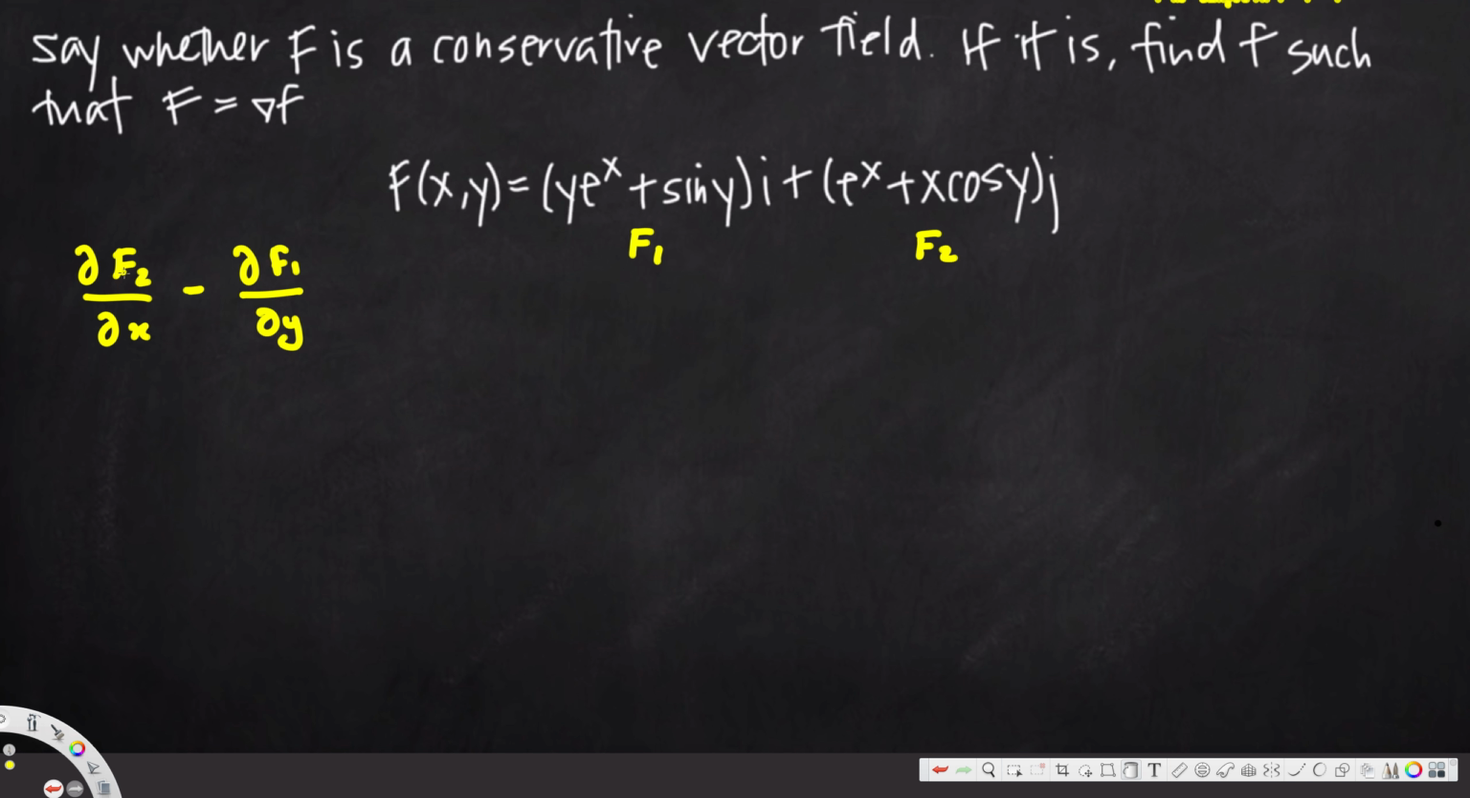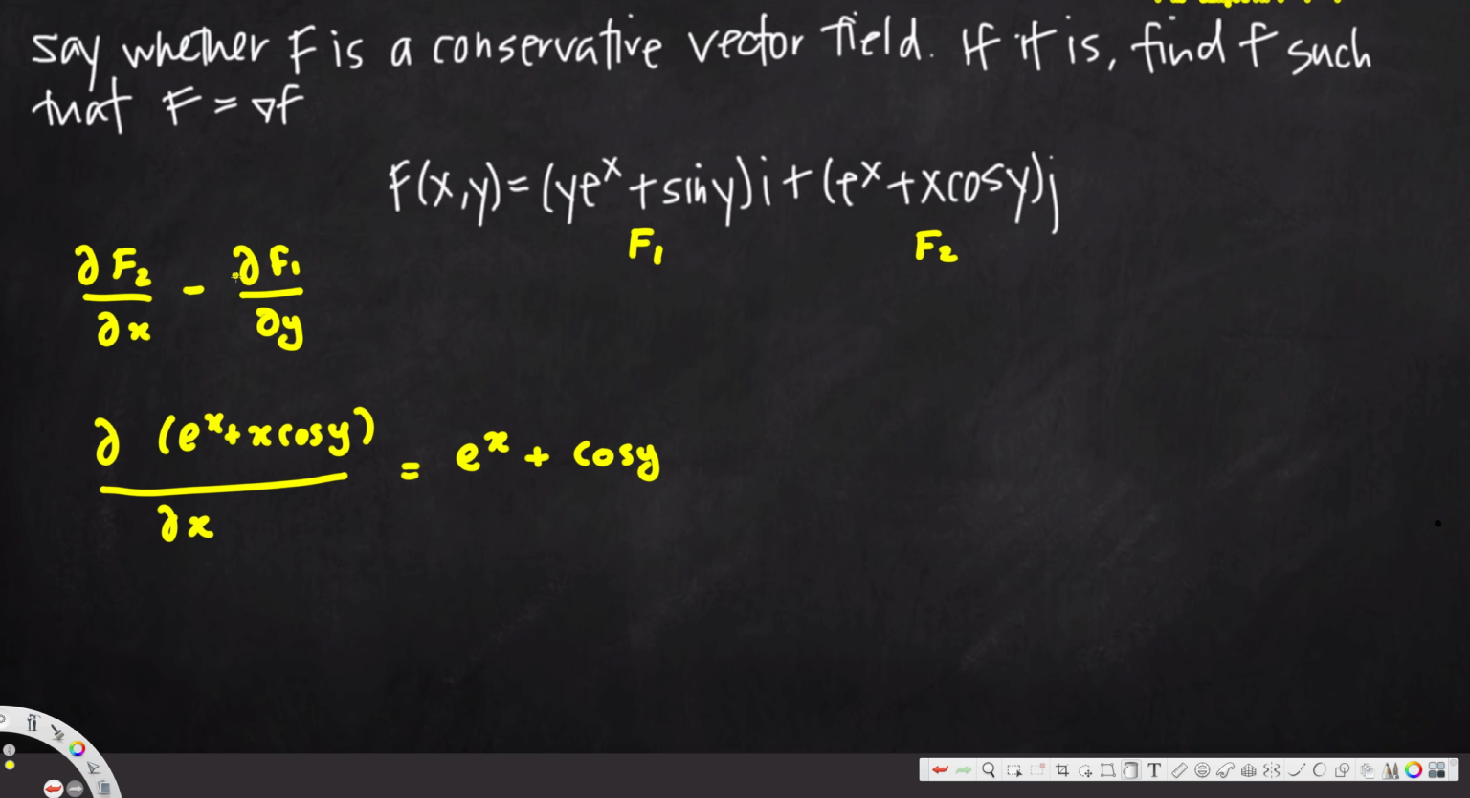Now let's take the partial derivative of f2 with respect to x. In our case f2 is equal to e^x plus x cos y, and we are going to take the partial derivative of this with respect to x. The derivative of e^x is e^x, so this just remains the same. If we take the derivative of x cos y with respect to x, this x will turn into 1, and cos y will be treated as a constant, so that's going to remain the same. So this is going to be just cos y.